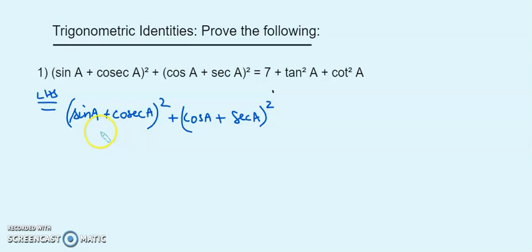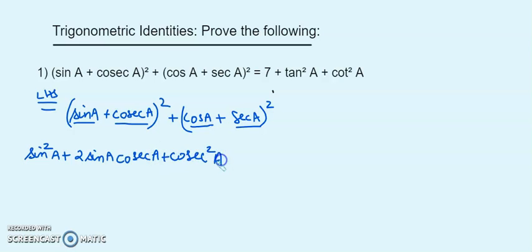Here we'll be applying the algebraic identity (a + b) whole square. In the first bracket a is sin a and b is cosec a, whereas in the second bracket a is cos a and b is sec a. So let's apply it: a square plus 2ab plus b square. Similarly, the second one: cos square a plus 2 cos a sec a plus sec square a.